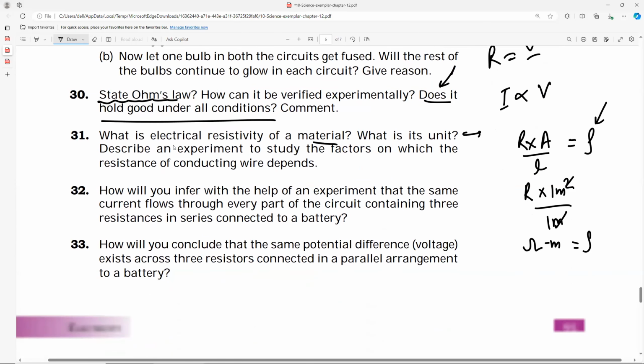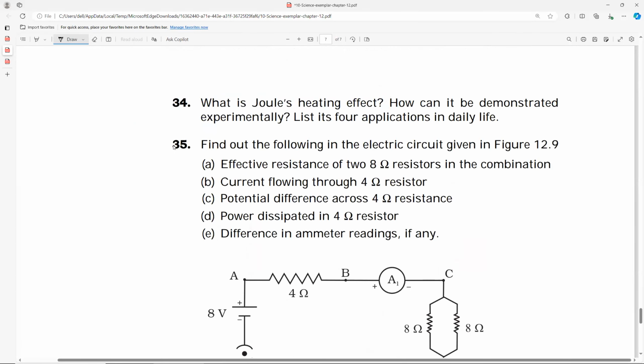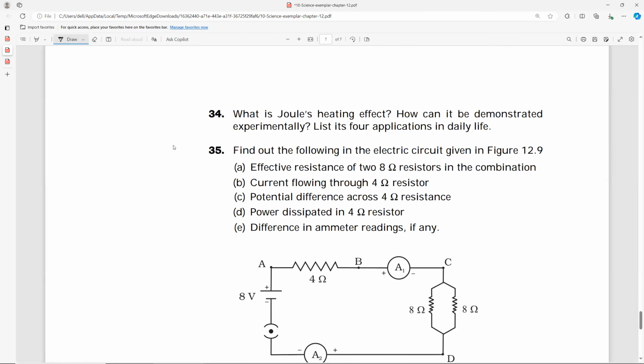Now moving to the next part. The next question I give you is question number 35. This is a simple question. Will you be able to do question number 35? Tell me fast.